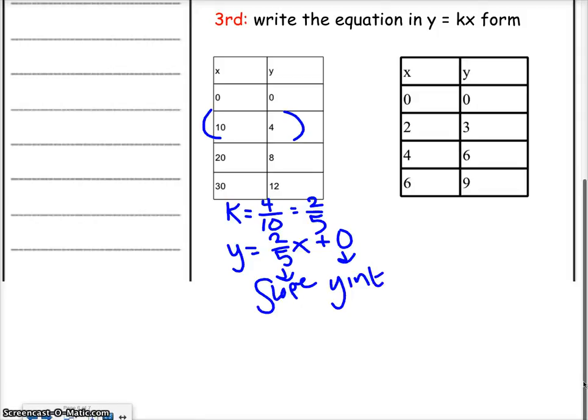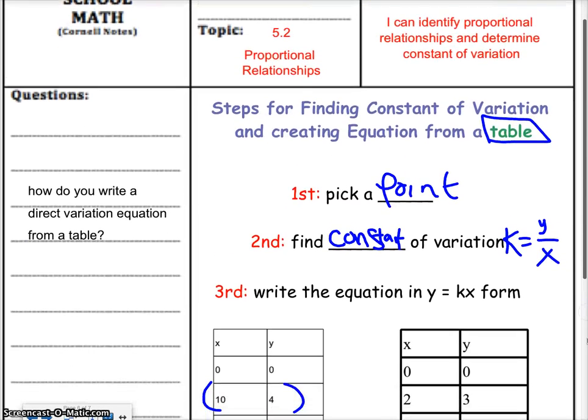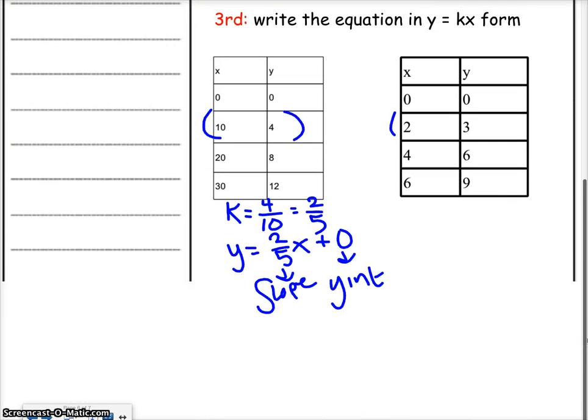Okay, so again, step 1, according to my notes, is pick a point. So I'm going to do it. I'm going to pick a point. It can't be 0, 0, so I'll have to pick 2 and 3. And then it says find my k, or my constant of variation. K is equal to y over x, which is 3 over 2. So y, just throw it into the equation. Y equals 3 over 2x. If I were to graph this, the y-intercept is 0, and the slope is 3 over 2. Up 3 over 2.